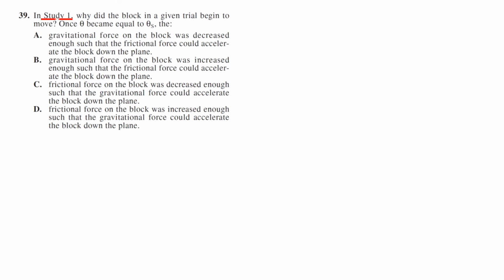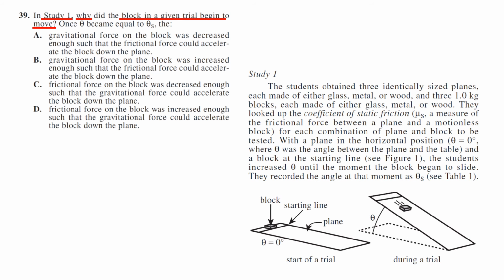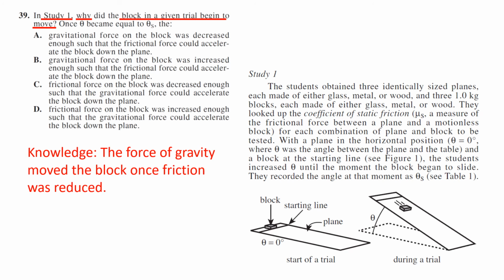In study 1, suppose, you're going to have to think, why did the block in a given trial begin to move? So study 1 is where they raised the platform and tested when did the block start sliding. So what's the force that makes this slide? Well, that's a knowledge question to some degree. The force of gravity is what causes the block to move once enough friction is reduced. That's what they're testing. When is the friction not enough to hold it in place? So choice C tells us that the frictional force was decreased, so the gravitational force could accelerate.